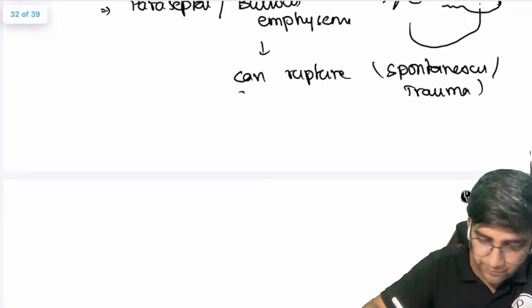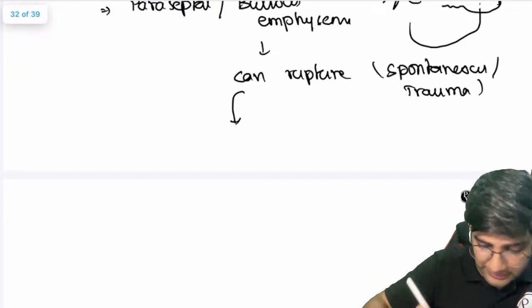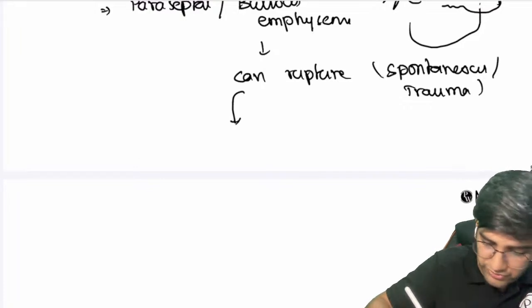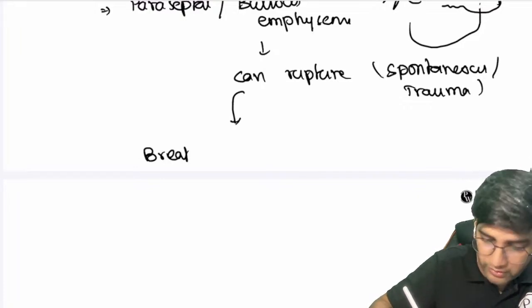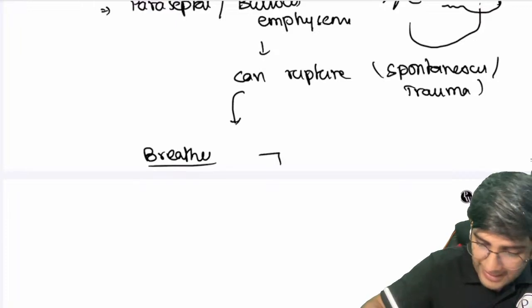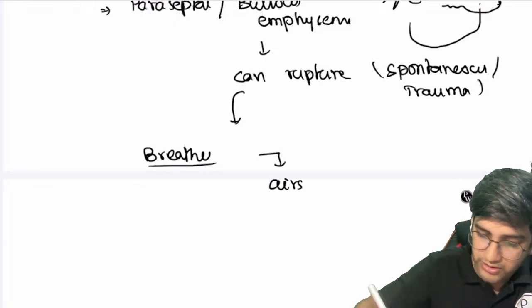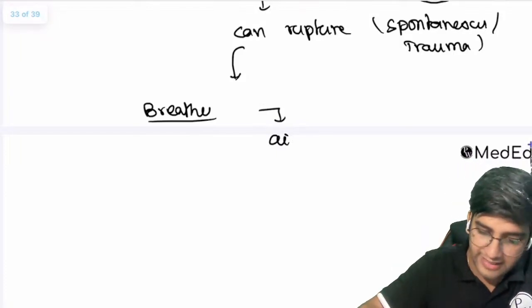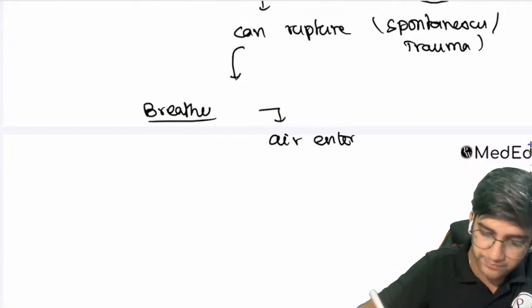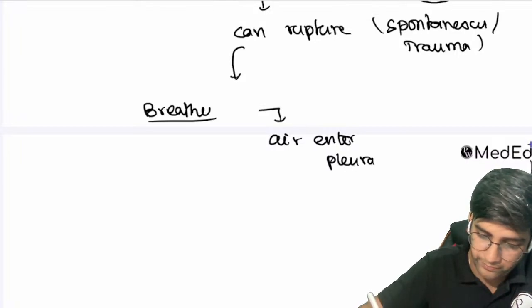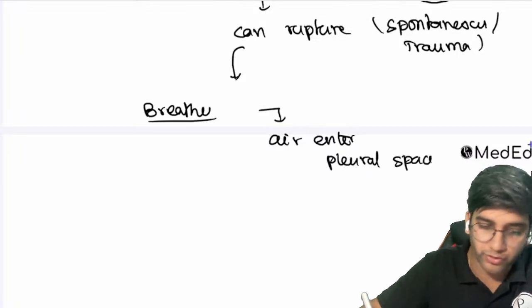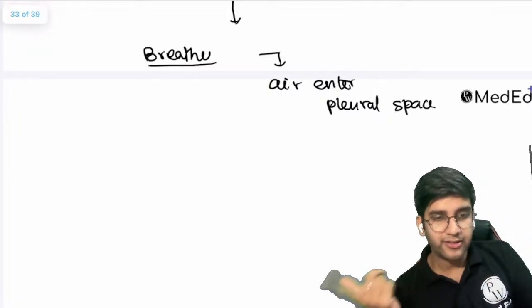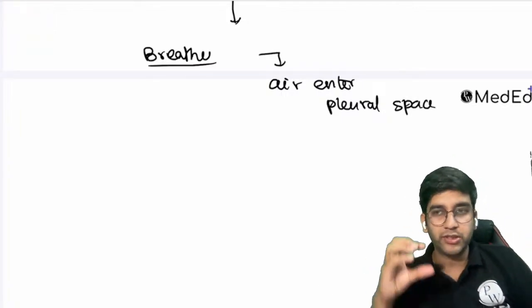If it ruptures and when the person inhales or when the person breathes, the air enters the pleural space. It's not going to stay in the alveoli. Air is going to enter the pleural space. It's a concern for me. It's not just pneumothorax. Again, imagine and answer this question.